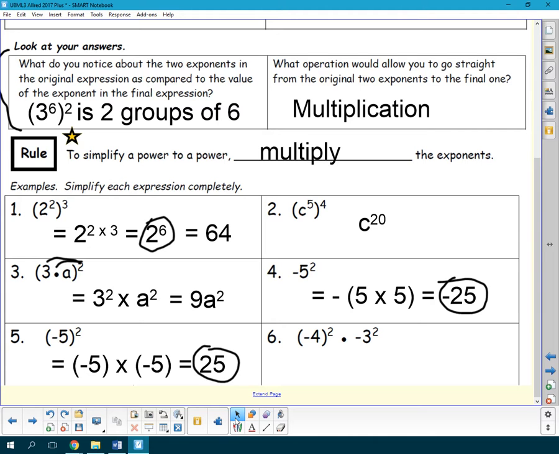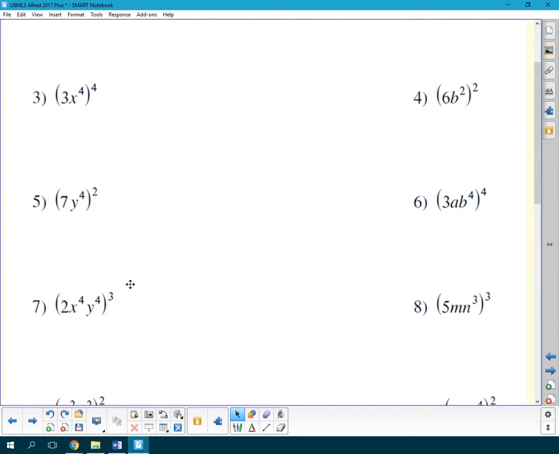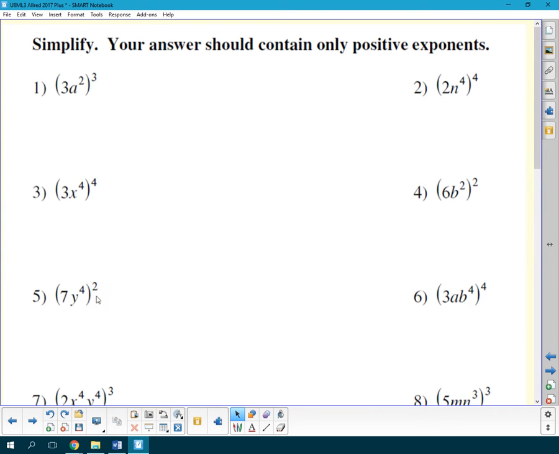Okay, the important thing here in this mini lesson is that when you want to raise a power to a power, you can multiply the exponents. That's the power to a power rule. And the rest of the problems that you'll see on the front and on the back are power to power problems.